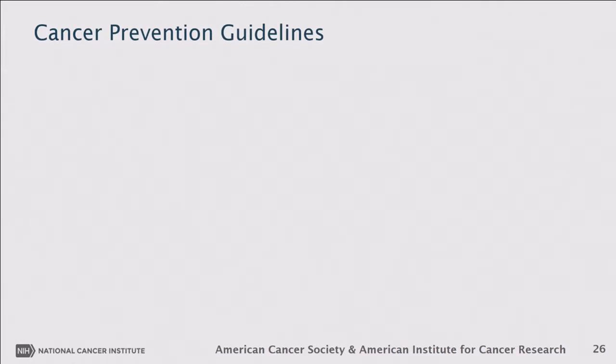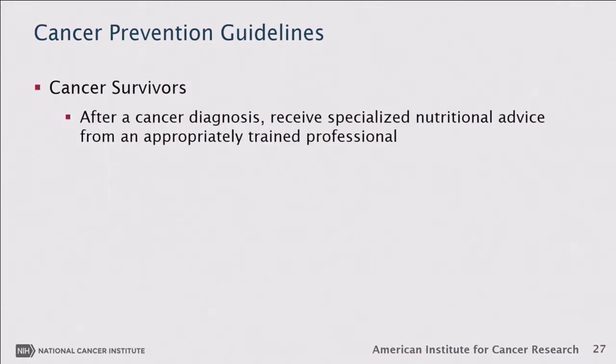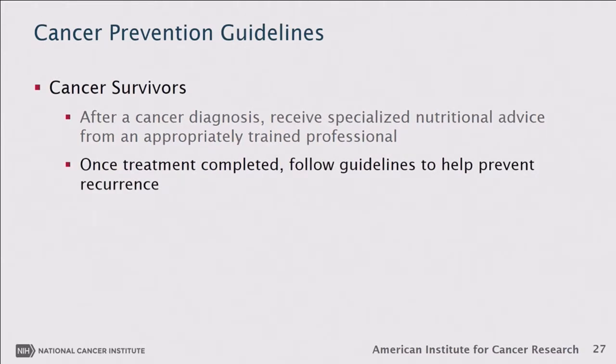So the American Cancer Society and the American Institute for Cancer Research have developed these cancer prevention guidelines, and specifically the American Institute for Cancer Research has a guideline specific for cancer survivors. And in this, they state that after a cancer diagnosis, all patients should be receiving specialized nutritional advice from an appropriately trained professional to help support their medical treatment. And then once treatment is completed, they should be following the guidelines that I'll be presenting to help reduce risk of recurrence and second cancer.